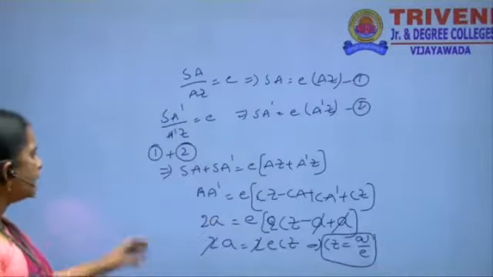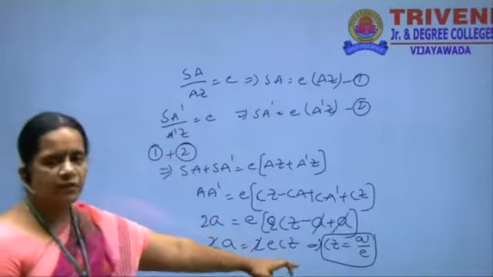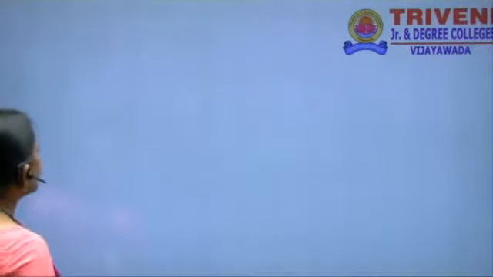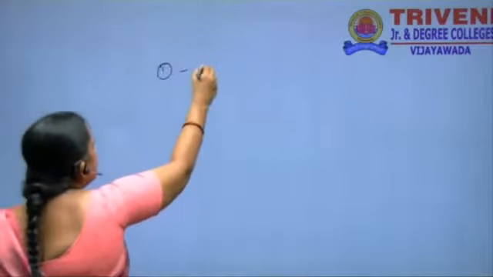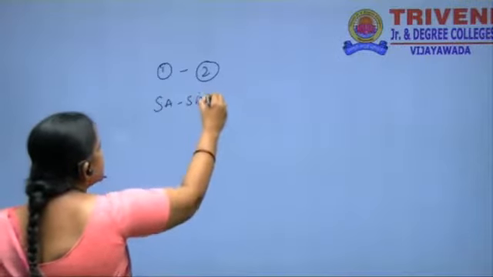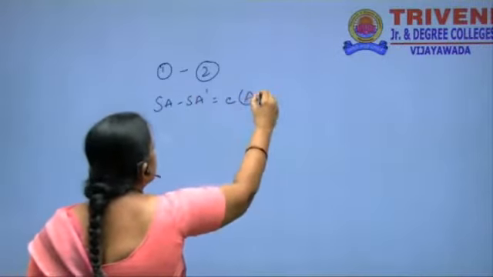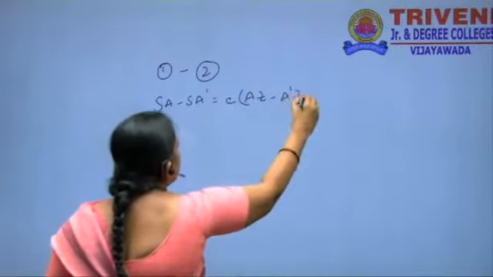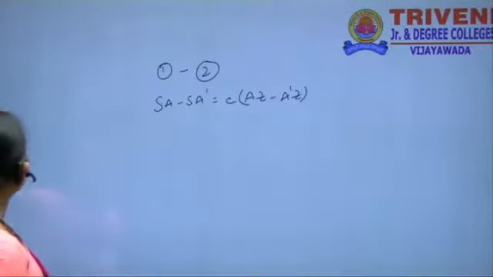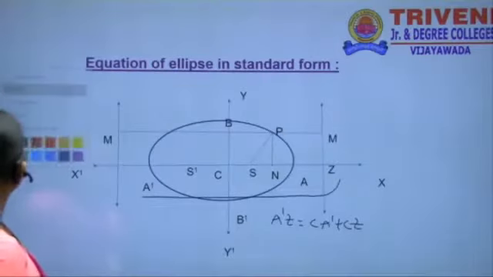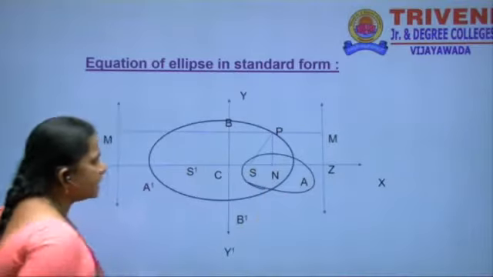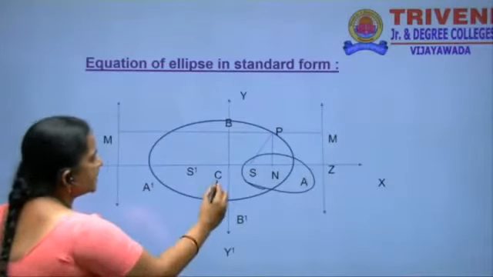And then we have to add these two equations. We get the value CZ is equal to A by E. And then subtract these two. 1 minus 2. That is SA minus SA dash is equal to E into AZ minus A dash Z. First we have to find the value of SA here. The distance SA can be written as what we have to write here.